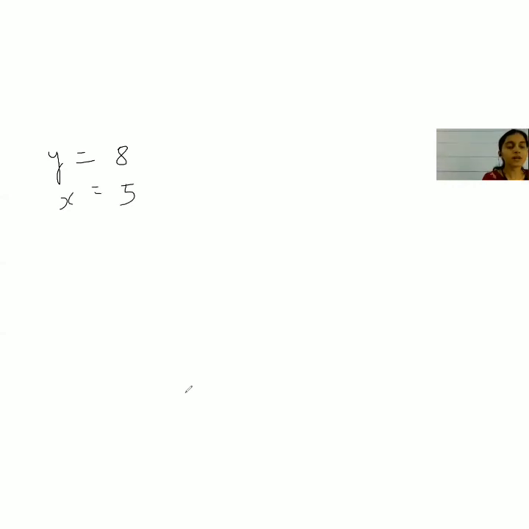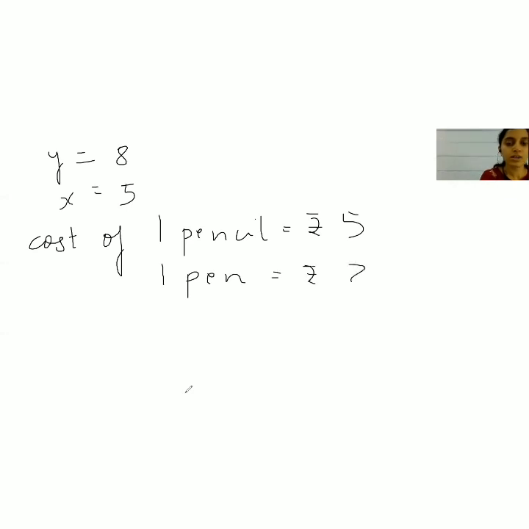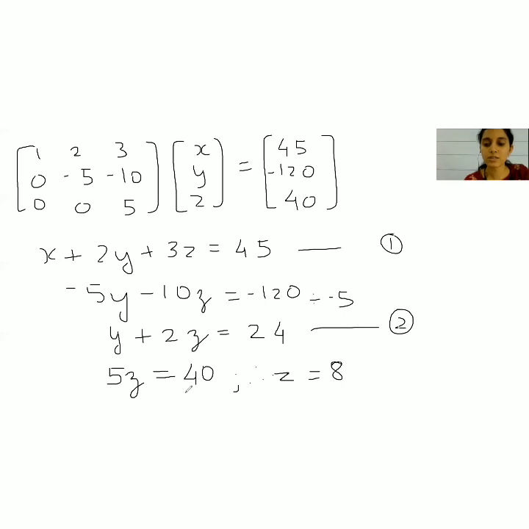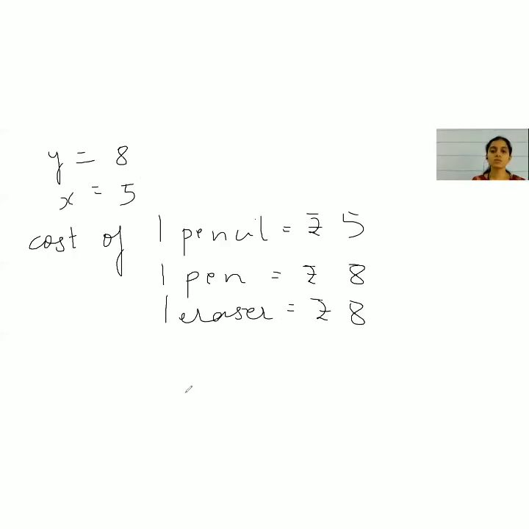So what is the final answer we have to write? Cost of one pencil is equal to rupees 5. One pen is equal to rupees 8 and one eraser is equal to rupees 8. Because x is 5, y is 8 and z is also 8. When you substitute it, you get this answer.